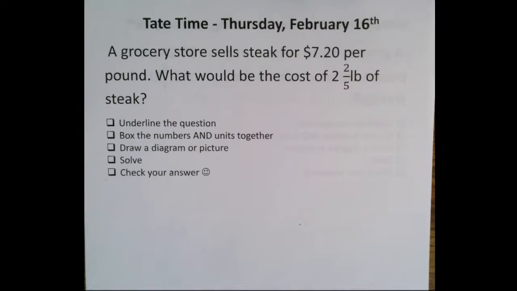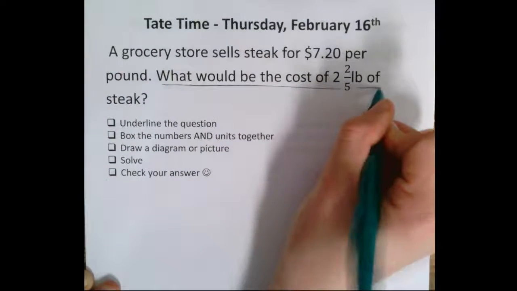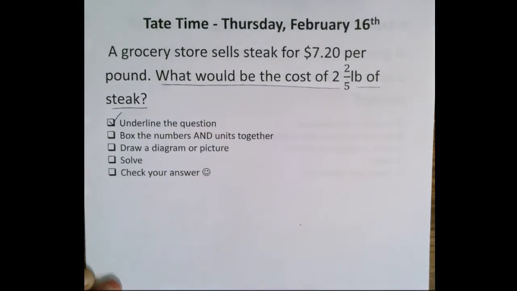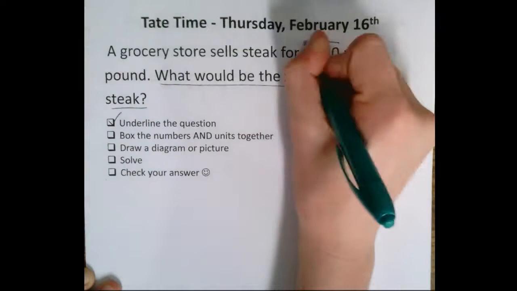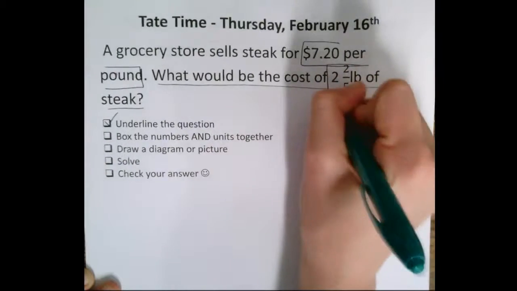Alright, let's get back to math. Let's check it out. A grocery store sells steak for $7.20 per pound. What would be the cost of 2 2/5 pounds of steak? So pretty straightforward, not too much information in there, but pretty complicated math that we're going to have to break it down. So, first of all, underline the question. What would be the total cost of 2 2/5 pounds of steak? Check. There's really only two important numbers, $7.20 per pound, and we're buying 2 2/5 pounds of that.